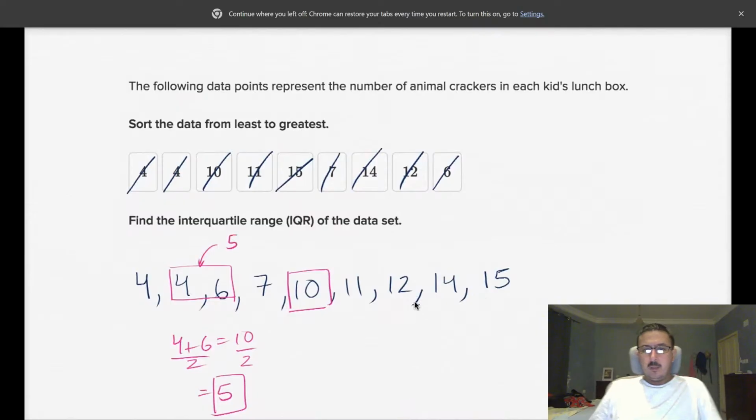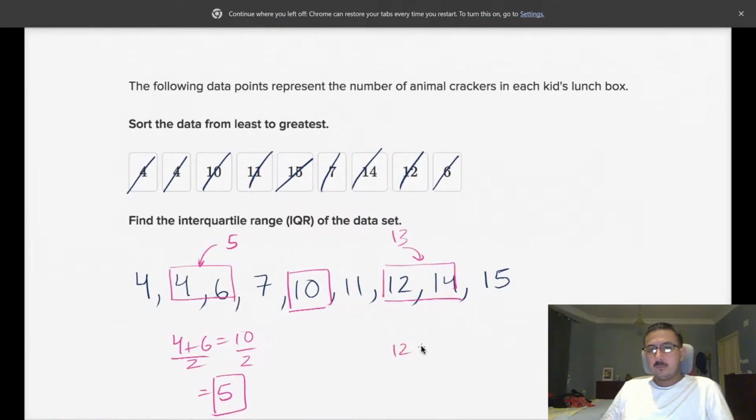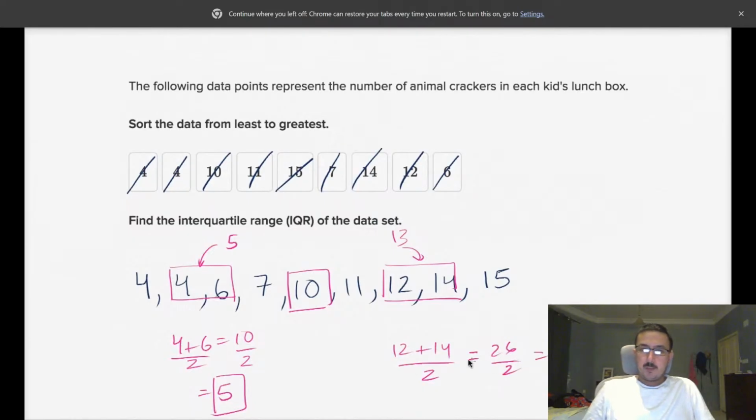And then the middle of the second half, I'm going to have to do the same thing. I have 4 numbers. So I'm going to look at the middle 2 numbers. The middle 2 numbers are 12 and 14. The average of 12 and 14 is going to be 13. If you took 12 plus 14 over 2, that's going to be 26 over 2, which is equal to 13. But an easier way for numbers like this, you say, hey, 13 is exactly halfway between 12 and 14. So there you have it.